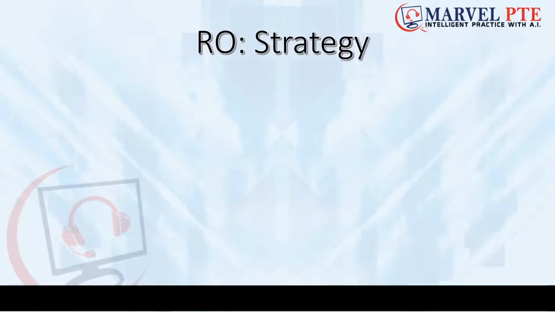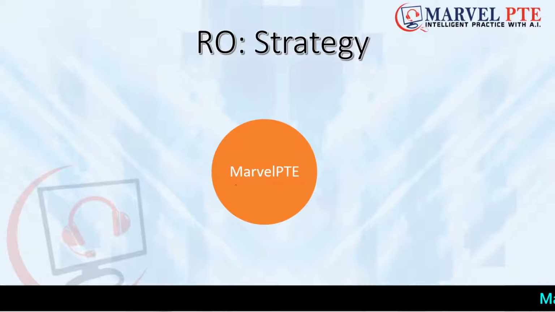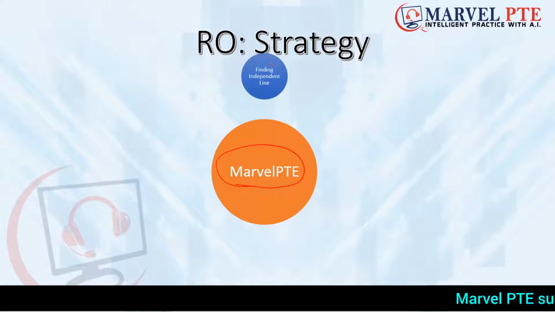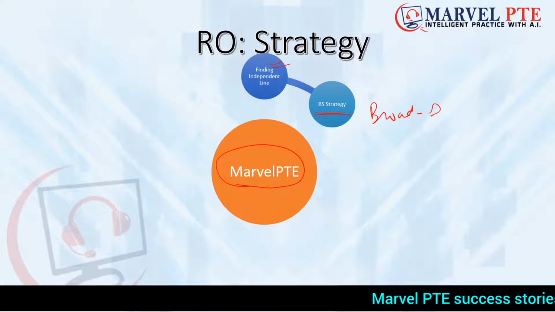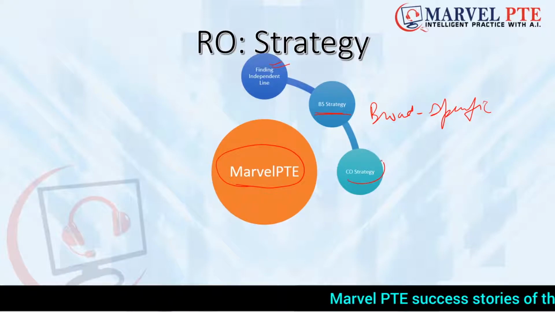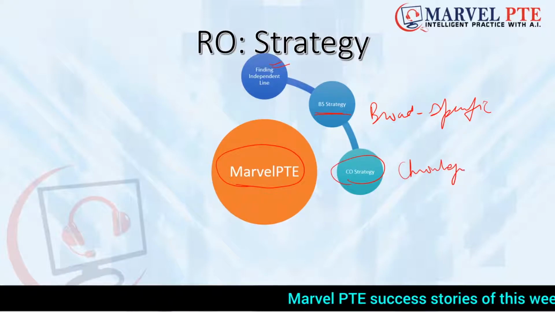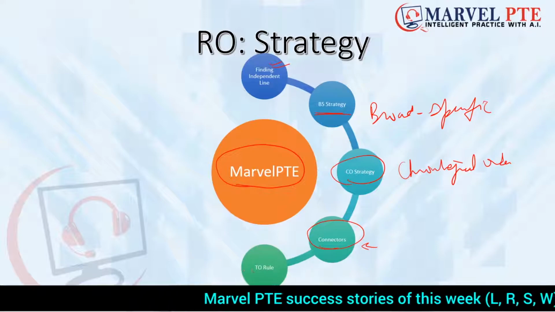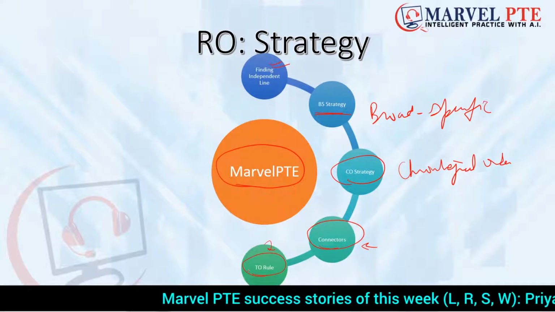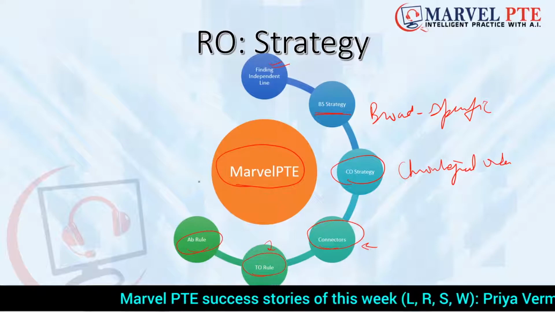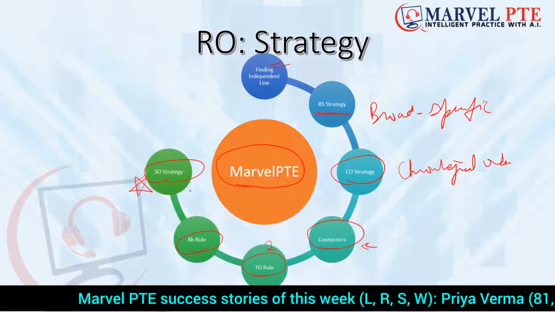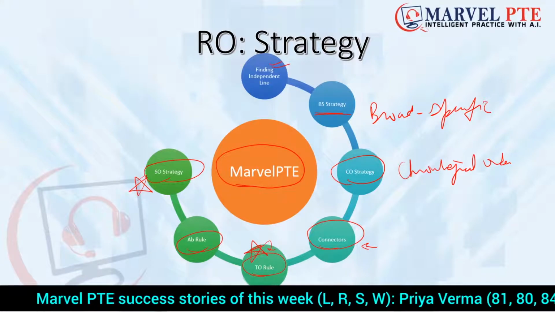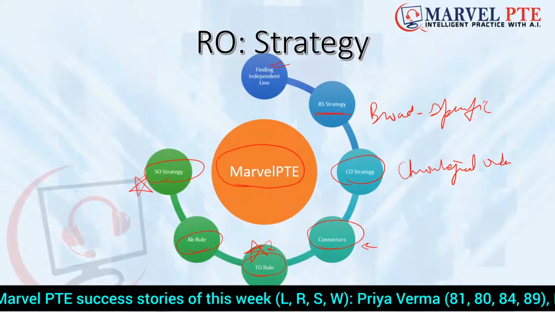So that's why it's very important to know the strategies for reorder paragraph. Consider Marvel PTE as the center of reorder paragraph strategies. First of all, we should know how to find an independent line. Then the BS strategy, which is the broad to specific strategy. Then we are going to talk about the CO strategy, which is the chronological order strategy, which is based on time. Then we are going to see how connectors are useful in establishing the links. Then the TO strategy, we have seen its implementation in today's reorder paragraph. Then the AB rule, which is the abbreviation rule. The SO strategy, again an important strategy. TO rule and SO strategy are important ones. Topical order rule and subject object strategies are very important.